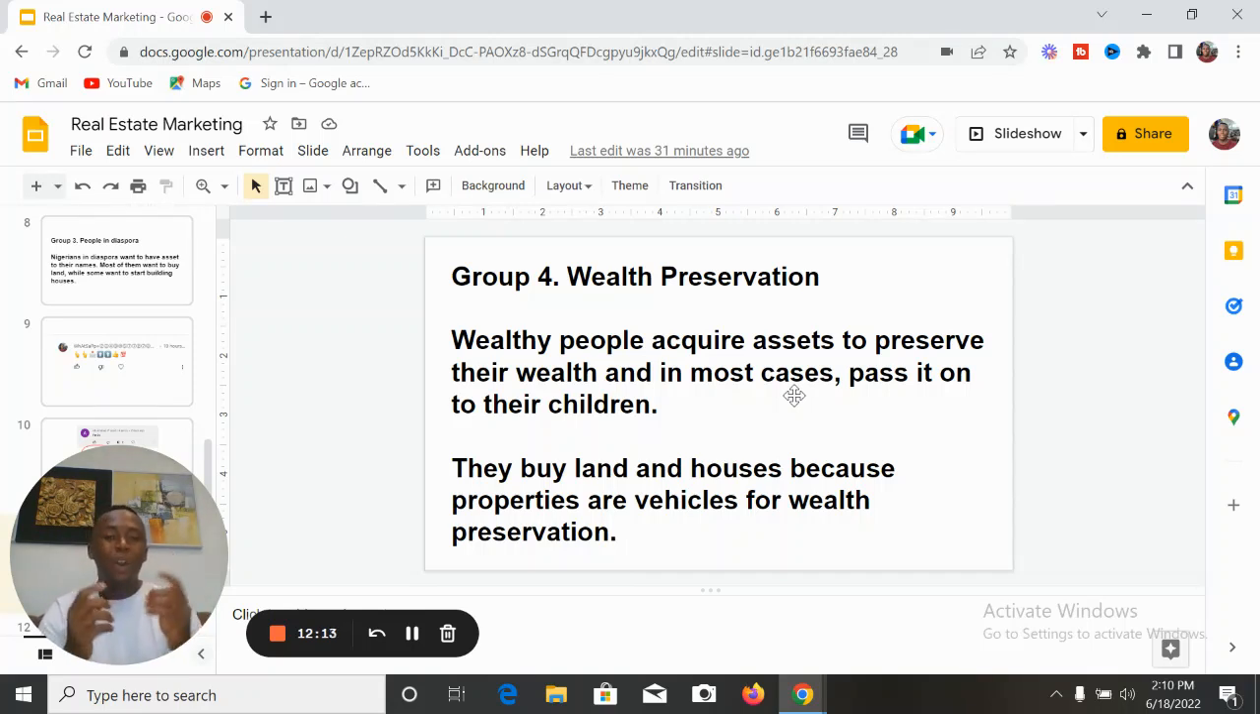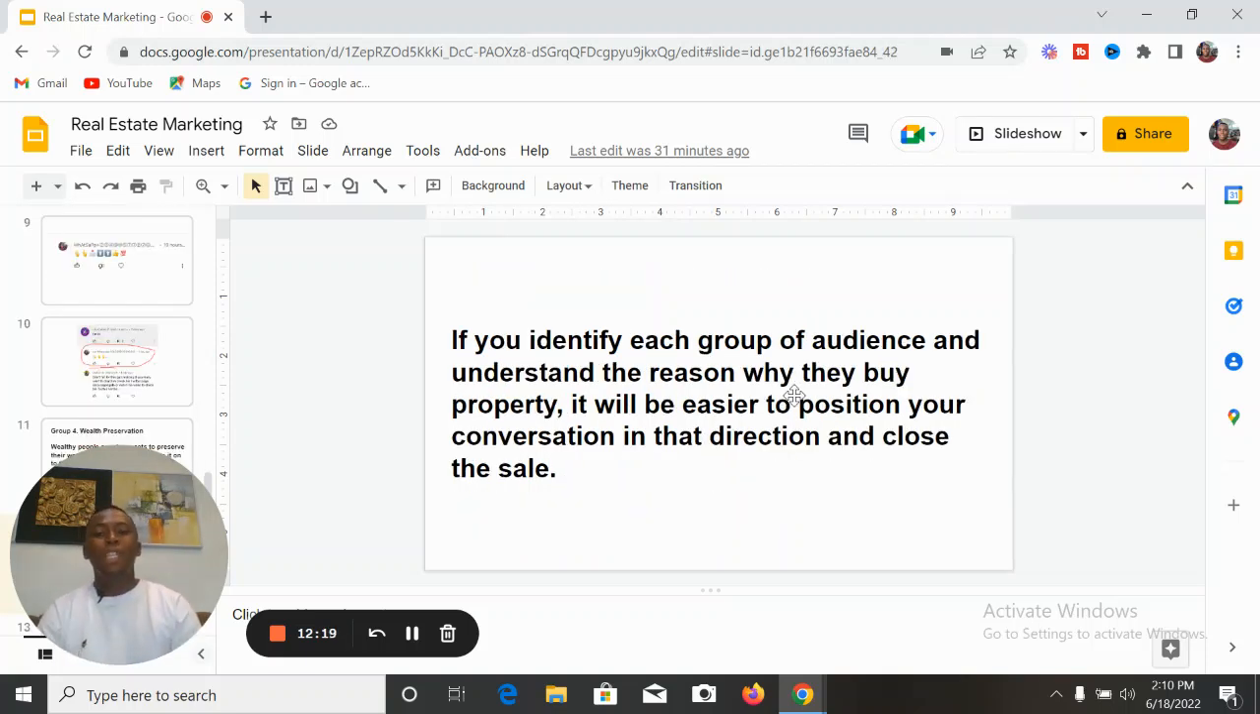They just know that they acquire assets to preserve their wealth, and in most cases pass it on to their children. All right? Now, if you identify each group of this audience and understand the reason why they buy property, it will be easier to position your conversation in that direction and then close the sale. So these four groups are the groups of real estate audiences that buy properties. Study this video again. Do more research to know how people fall into each group so that when you come across a prospect, you'll be able to identify which group they fall into and then craft your message or your conversation to go in line with their desire or their need based on the group they fall into. This is how to sell more properties in a very short time.